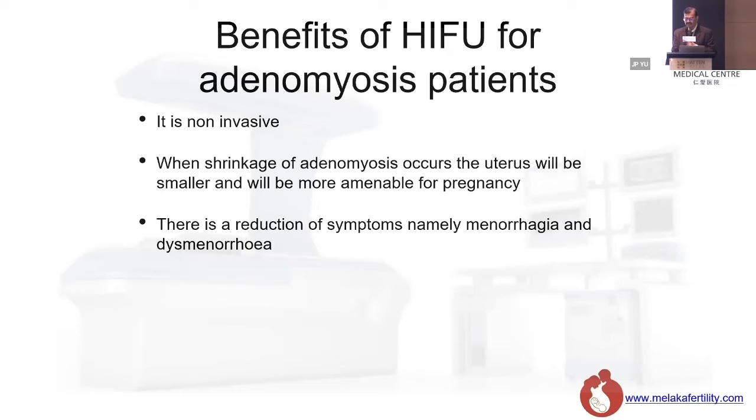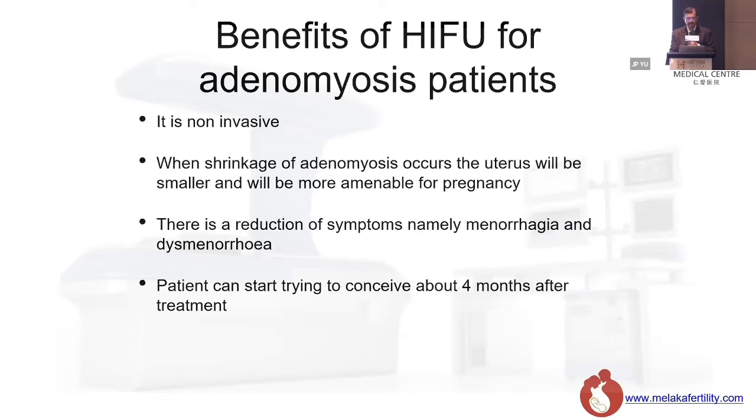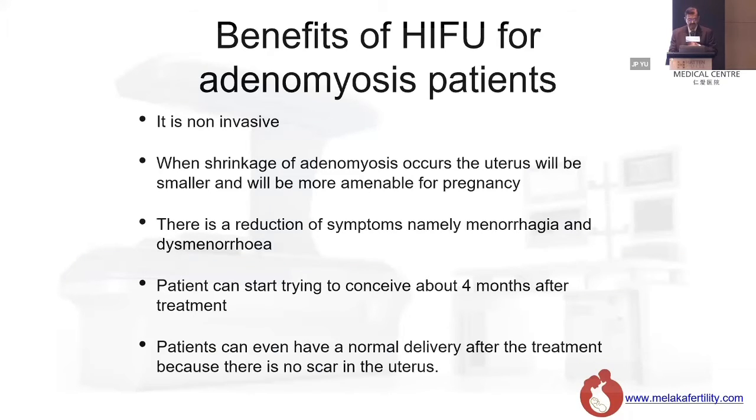There is a reduction of symptoms, namely menorrhagia and dysmenorrhea. The patient can start trying to conceive after about 4 months of treatment. The patients can even have a normal delivery after the treatment because there's no scar in the uterus. That's a big benefit of HIFU for adenomyosis.